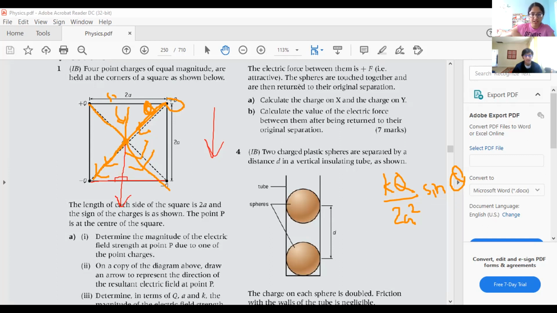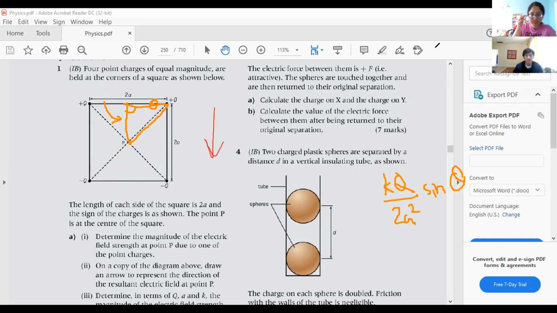Is this the angle over here? Sorry, let me just erase some of the stuff that I drew, otherwise it'll get confusing. So what I was saying is if we draw the right triangle here and make this angle up here theta, then the vertical component should be KQ over 2a squared sine theta, right? Yes, opposite over hypotenuse, and hypotenuse would be that.